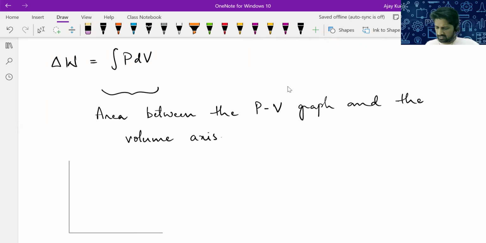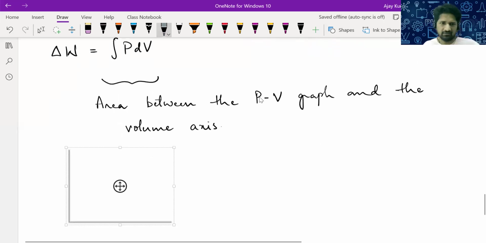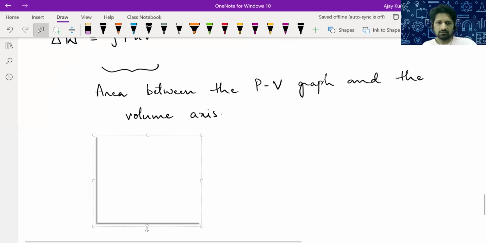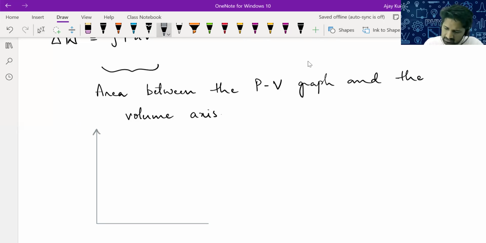Now see, pressure of a gas and volume of a gas will never be negative. They may become zero, but zero is also very difficult. It's difficult to compress a gas to zero volume. So the PV graph, pressure volume graph, will always be in the first quadrant only because none of them can take a negative value. So suppose you have pressure on the y-axis and volume on the x-axis.